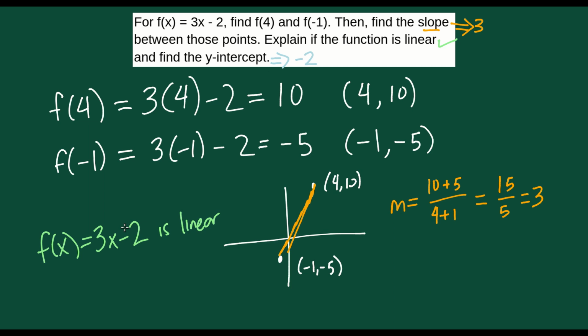And by the way, this is slope-intercept form. So once you have a function in slope-intercept form, to find the y-intercept, you can just look at this number directly. Okay, so negative 2. So y-intercept is at 0, negative 2. And we're done.